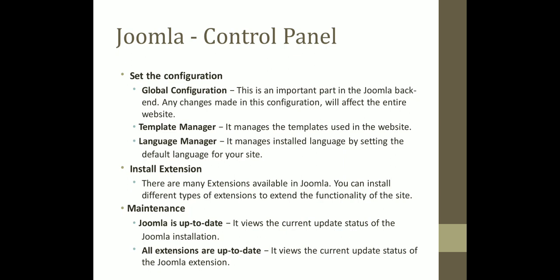The install extension part: there are many extensions available in Joomla, and you can install different types of extensions to extend the functionality of your site. And in the maintenance section, there are two icons: Joomla is up to date and all extensions are up to date. So Joomla is up to date will view the current update status of the Joomla installation, whereas all extensions are up to date will view the current update status of Joomla's extensions.